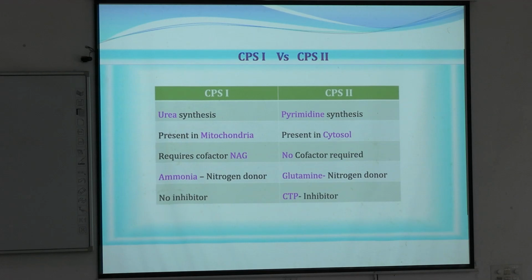CPS1 is located in mitochondria, as the first step of the urea cycle occurs in mitochondria, but CPS2 is present in cytosol. CPS1 requires a cofactor, NAG, but CPS2 requires no cofactor. In CPS1 the nitrogen donor is ammonia, but in CPS2 it is glutamine. CPS1 has no inhibitor, but in CPS2 CTP, cytidine triphosphate, is the inhibitor. Clear? Is this clear for everyone? CPS1 and CPS2.